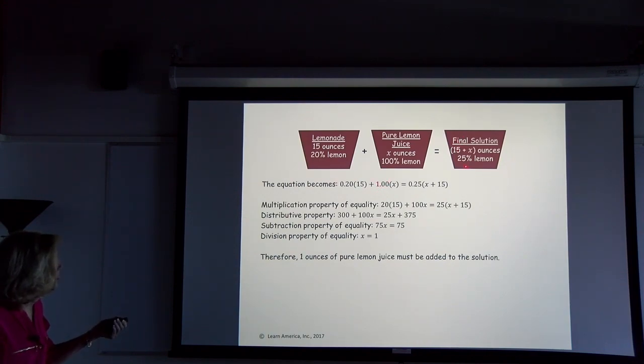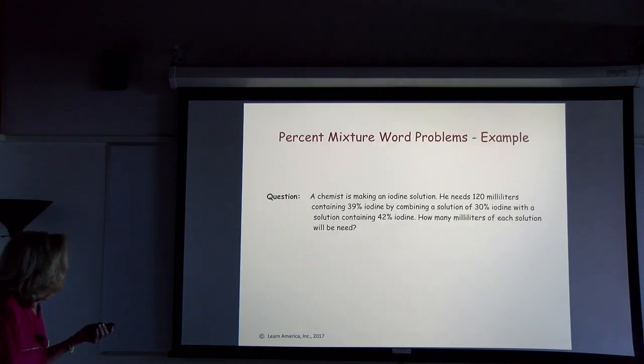And here's that 100%, which I'm going to translate into that 1.00. The final solution is 25% lemonade and 15 plus X ounces. Again, you're going to take the lemonade, add in the lemon juice, and that's going to give you the final lemonade. So it almost shows me, just by setting up the 2 little buckets, exactly what the equation is going to be. And then when I solve, just as I would normally do, I find out that 1 ounce of the pure lemon juice must be added.